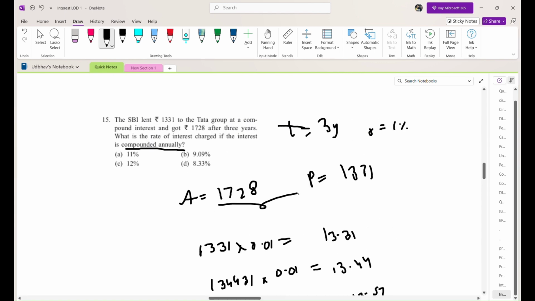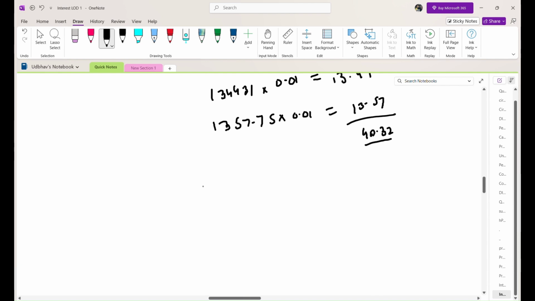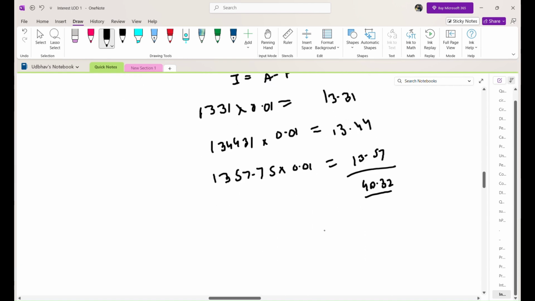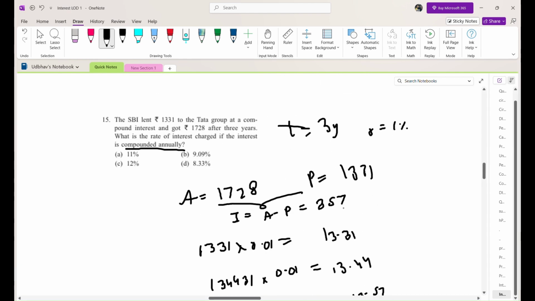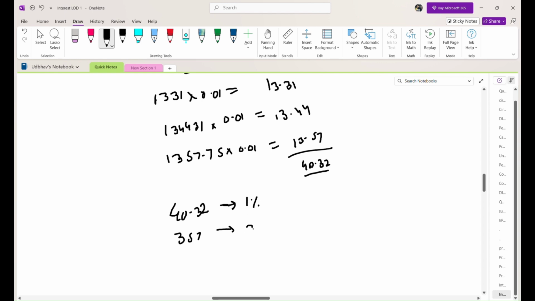And here what is our interest? We have the principal, we have the amount. So interest is amount minus principal, 1728 minus 1331, 397 rupees. So when the interest was 40.32, the rate was 1%. When the interest is 397, the rate will be, let's say, x.